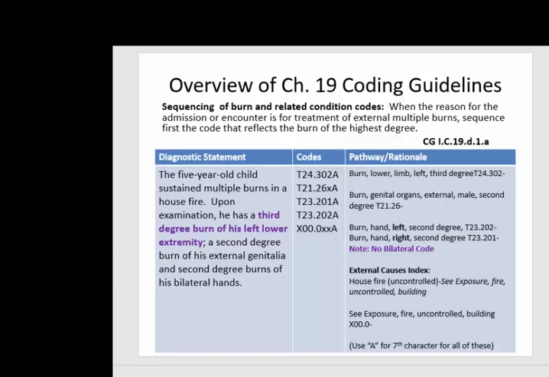So we code the child's burn of the left lower extremities, the third degree, first as the first listed or principal diagnosis. Because the next two codes are both second degree, there's no particular order. You could choose whichever one you wanted to code in the second, third, and fourth positions. Note that on the burns of the hands, there is no character assignment for a bilateral code. So you're going to have to code both the left hand second degree burn and the right hand second degree burn. Then we're going to code their external causes, which in this case is a house fire. And all of these have the seventh character A for initial encounter.